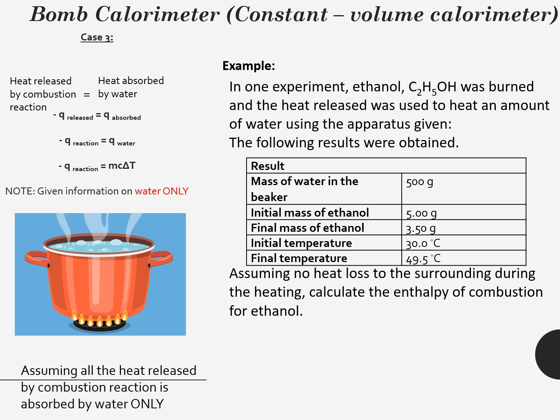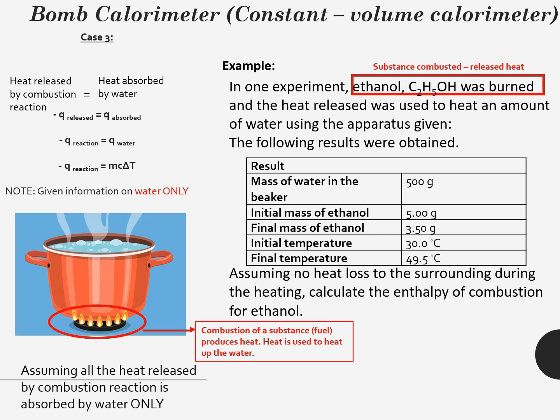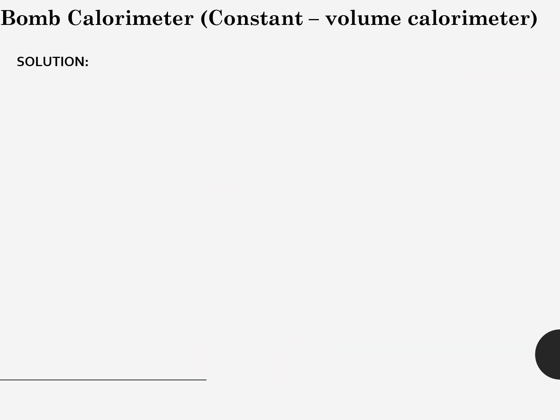So in these questions, we can see that ethanol is the substance that is being combusted and releases heat. And the surrounding is only the water, as the information in terms of mass of the water is being given, and the question also stated that the heat released by the reaction was used to heat an amount of water. So how to solve this question? Similar to case number 1 and 2, follow through the 3 steps.